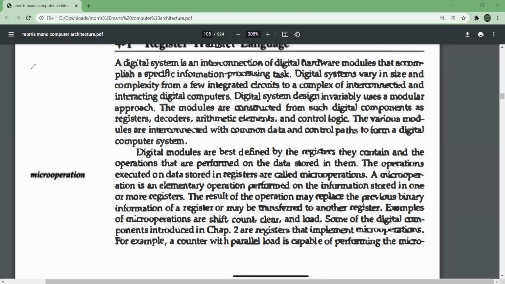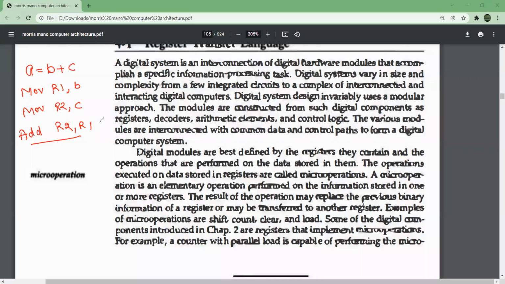Then what is an example of a micro operation? I repeat again, if I have an operation like A is equals to B plus C, my first operation is move the B into register 1, move C into register 2, then perform addition on register 2 and register 1.